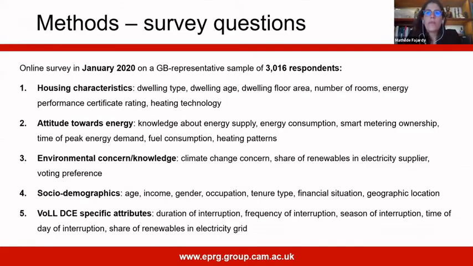In terms of methods, we carried out a survey in January 2020 and gathered 3,016 households to reply. The survey was structured into different sections. So we asked people about their housing characteristics, attitudes toward energy, you know, do they know about energy supply and energy consumption, environmental concern and knowledge, socio-demographics, and then the VOL DCE specifically. So people are being asked to choose between two electricity systems, and the choices vary depending on duration of interruption, frequency of interruption, season of interruption, time of day of interruption, and the share of renewable in the grid.